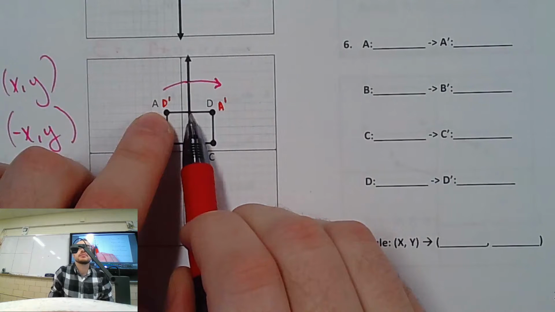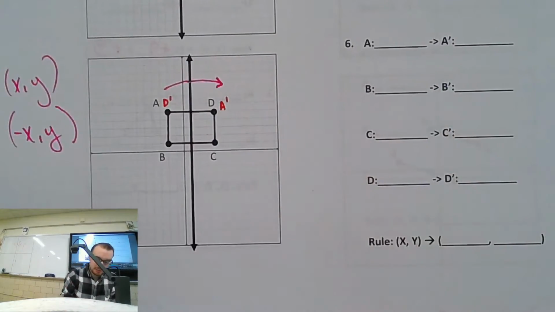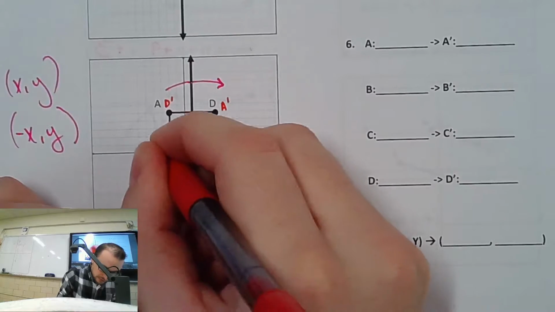Just happens to be. If I were to take something like this, here's my line of reflection, right? And I had a shape that looked like this. Here's A, here's D. A would end up here, A prime, because same distance, right? And D would end up all the way over here. Okay? So this one's just a coincidence that they both switch spots, because they're both the same distance on both sides. Okay. And then same thing with B and C, right? B prime, C prime, they trade spots.